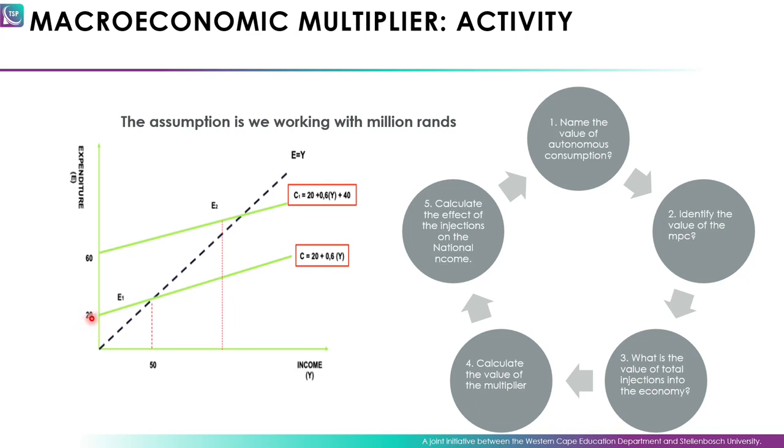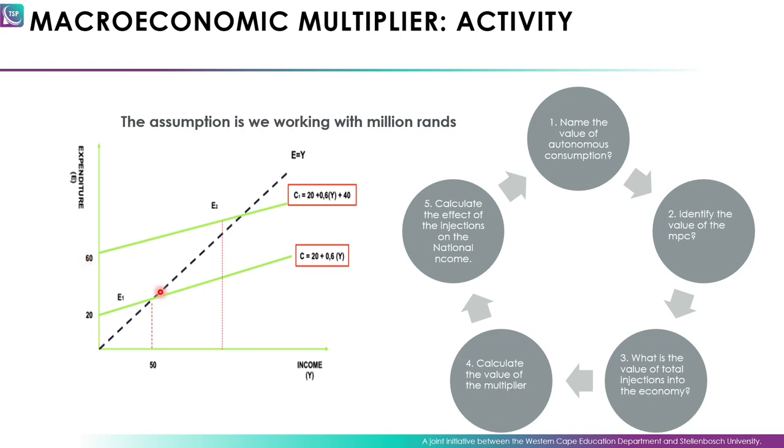Identify the value of the MPC. Again, you would be looking at this consumption function, and then there is the value of the MPC. Then the third question is saying, what is the value of the total injections into the economy? The initial money that was spent was 20, and then it went up to 60. So what's the difference between 60 and 20? What is the value of the total injection into the economy? So 40 plus 20 is equal to 60, which is the total injection into the economy.